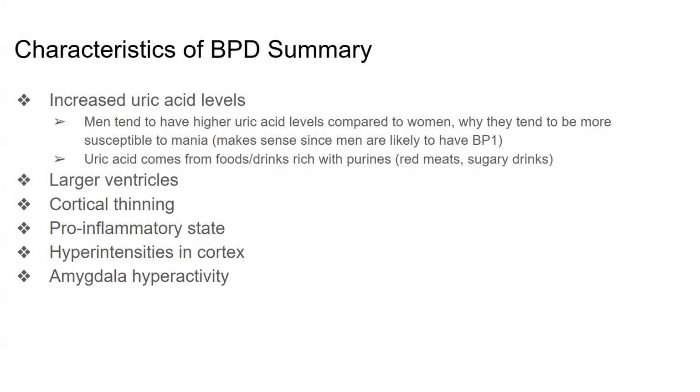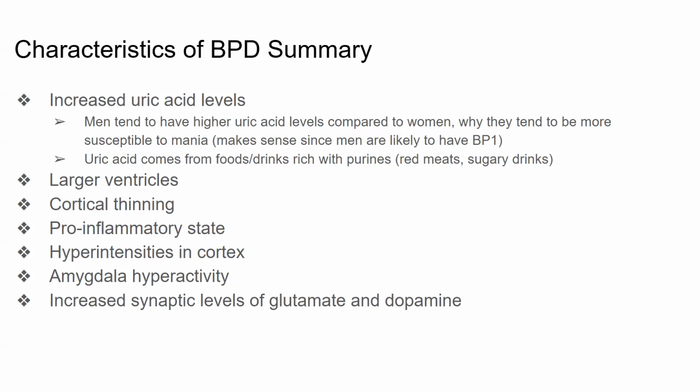And then we also see amygdala hyperactivity in patients with bipolar disorder. In many mood disorders, we see a lot of amygdala hyperactivity, a very common theme here. The amygdala is important for emotional and fear processing, so it makes sense that there's a lot of dysregulation in this area in mood disorders. And then we have increased synaptic levels of glutamate and dopamine. Dysregulation of these two neurotransmitters is a major characteristic of bipolar disorder. Just make sure you understand that and understand the medications that tackle this dysregulation of glutamate and dopamine levels in the brain.